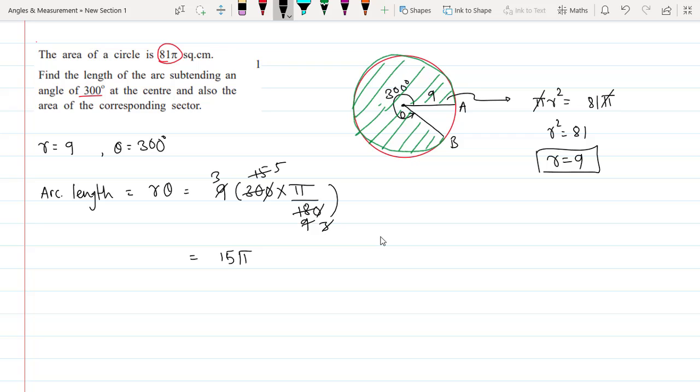Okay, so r theta is nothing but how much? It's 15 pi. Is it okay everyone? The answer is 15 pi. That is, the arc length is 15 pi. Now how will we find out the area then?